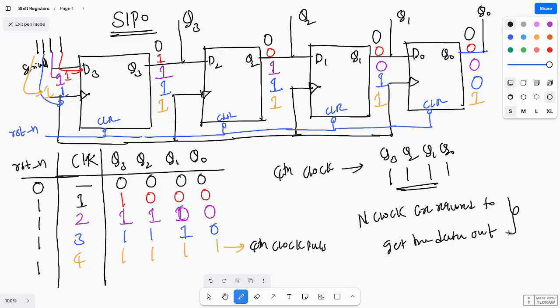Is it fine? Any doubt in this? Any queries? Shall I move forward?